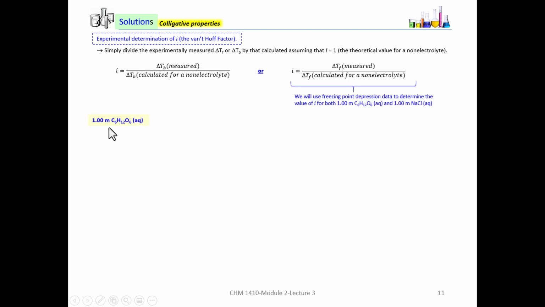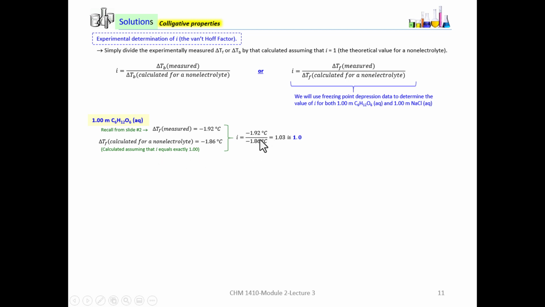So for our 1 molal solution of glucose, you can recall that the measured freezing point depression from an earlier slide was minus 1.92 degrees C. Our calculated value that we did just on the slide before this, where we assumed that the Van't Hoff factor was exactly equal to 1, was minus 1.86 degrees C. So we can calculate i by taking the measured freezing point depression divided by the freezing point depression calculated assuming that we have a non-electrolyte, or i equals 1.